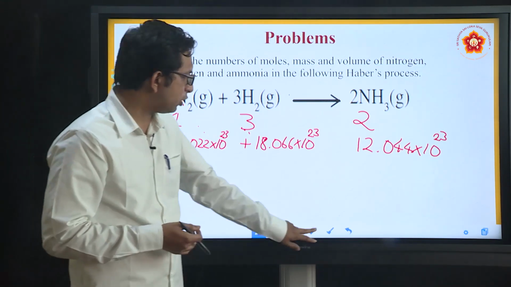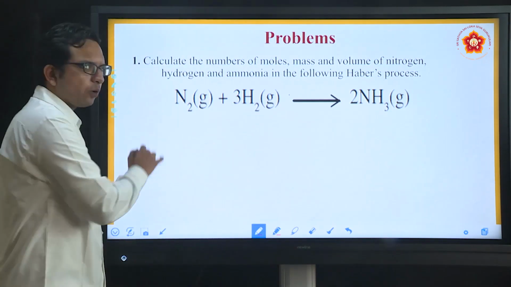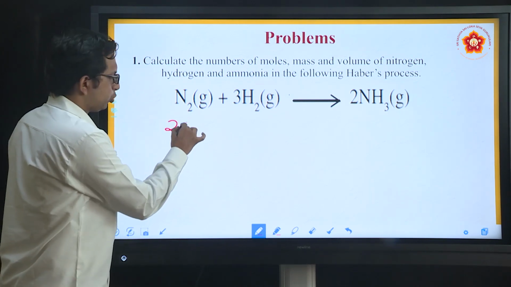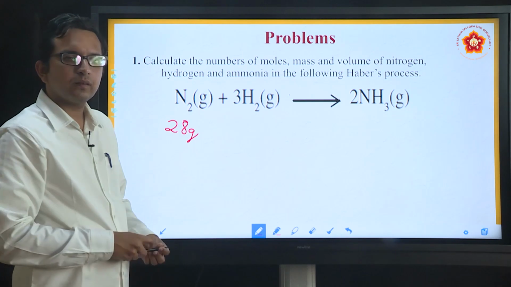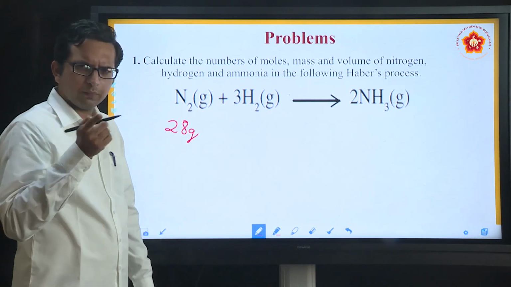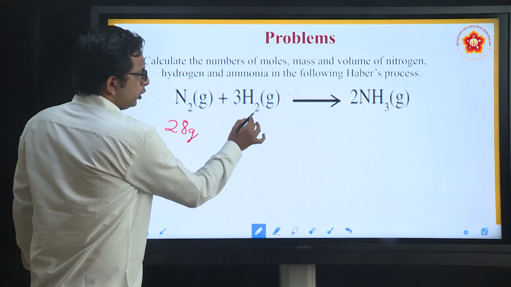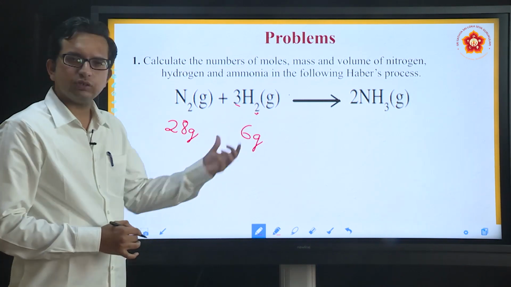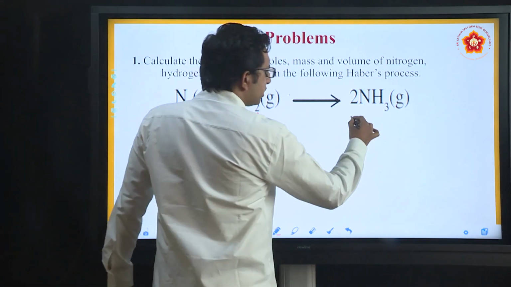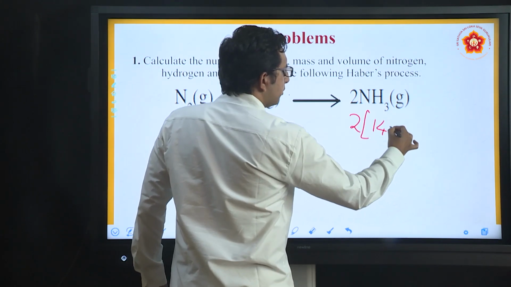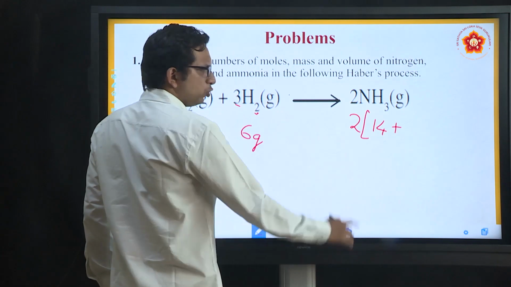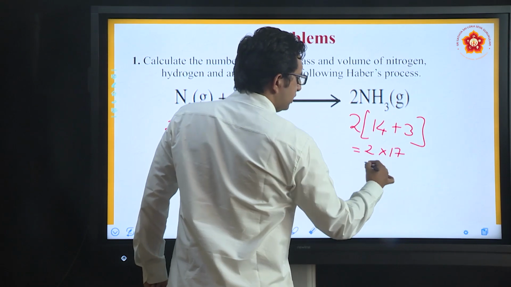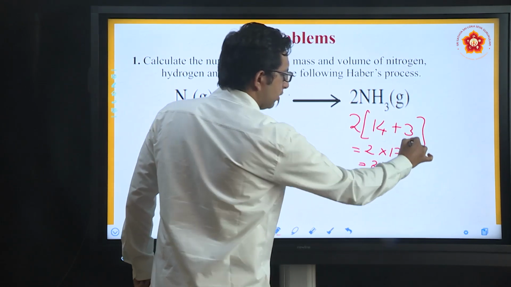The next aspect is mass. Now we have to calculate the mass. Nitrogen atomic number is 7, mass number is 14, but because there are 2, this will be equal to 28 gram. Hydrogen atomic number is 1, mass number is 1, but how many hydrogens are there? 3 into 2, 6. So therefore 1 into 6, in total, will be equal to 6 grams. What about ammonia now? In total there are 2 moles, and inside it is 14 gram of nitrogen, and hydrogen we know to be 1 gram, 1 into 3 shall be 3. This will be equal to 2 into 17, which will be equal to 34 grams.